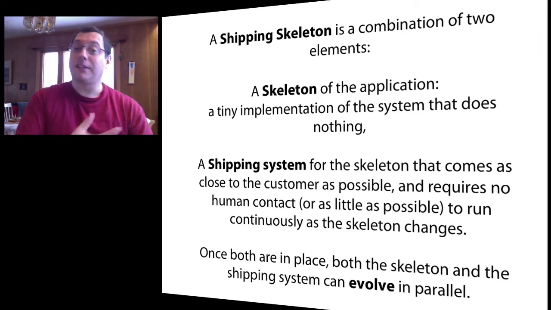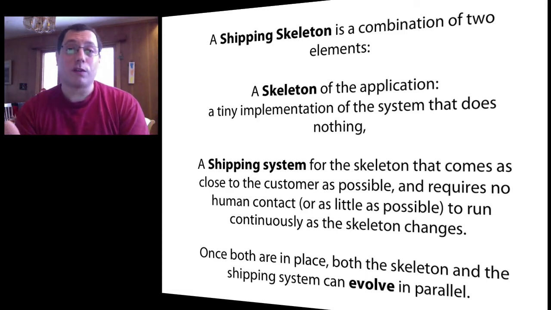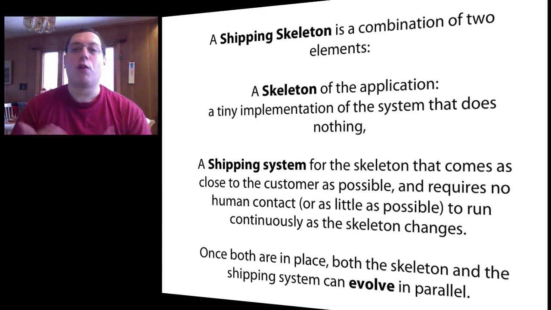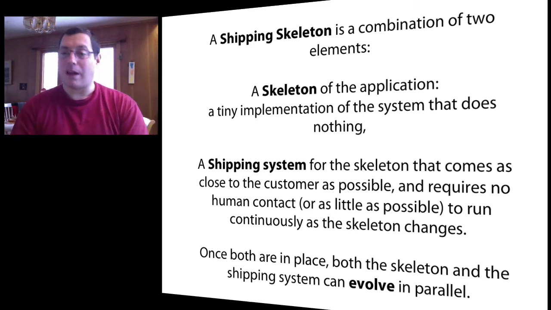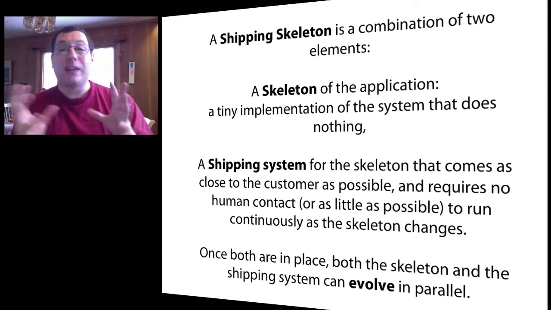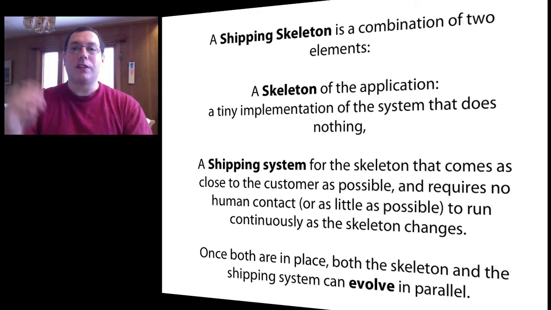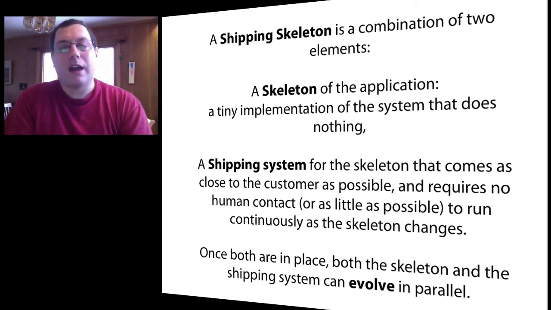And then you have a shipping system for the skeleton. The shipping system is automated and comes as close as possible to the production servers, or where the customer can see it and use it. It should require no human contact as much as possible. So you shouldn't need to merge things to be able to use the shipping system, for example. Once you have the shipping system and the skeleton in place, you should be able to evolve both in parallel. They can be very, very simplistic things, but once you get things going into that template, you can just start evolving things as time goes by.